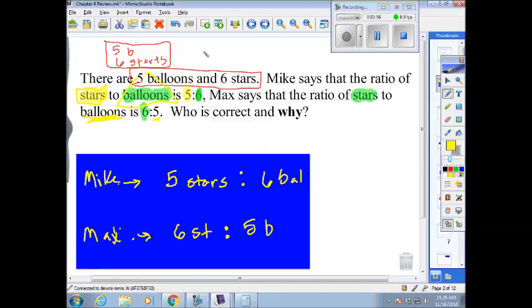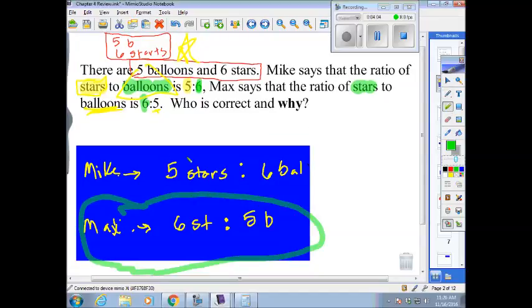So now we just have to go up and say who's right based on our edge pieces up here. Huh? Max. Well, obviously Max is right. Because he is saying 6 stars, which we have, and I wrote stars up there too, evidently. And he's saying 5 balloons, which is how many we have. So Max is absolutely correct here. The reason why?